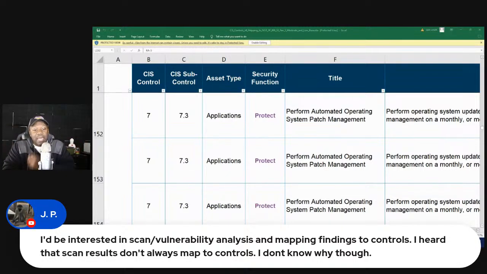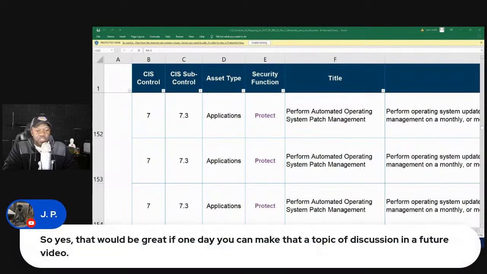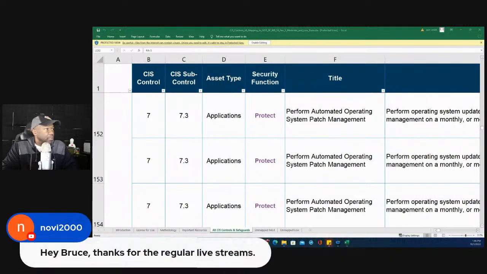But yeah, to answer your question, I will do one of those one of these days. I'll set everything up in advance. JP also says, yes, that would be great if one day you can make a topic discussion in a future video. Okay, not a problem. I've gotten that question before, so I will be covering that.